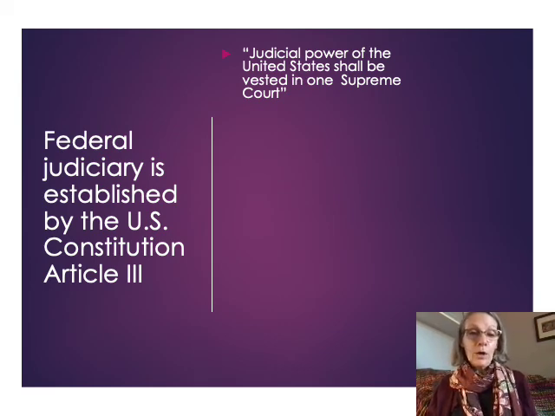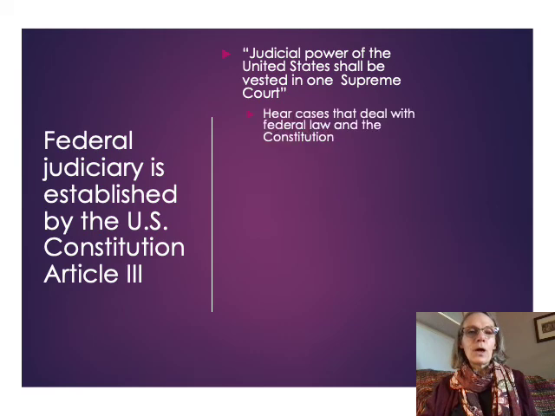Well, Article 3 also creates a new branch of government, because under the Articles of Confederation, there was no federal Supreme Court. There were no federal courts. So this is a new branch of government that's created under the Constitution. When you say that the judicial power of the United States shall be vested in one Supreme Court, what does that mean?